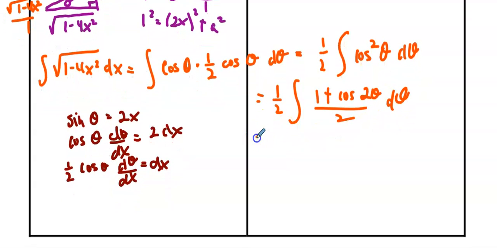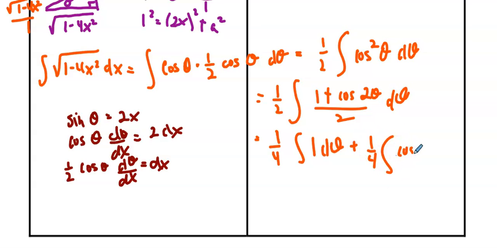So we're going to have 1/2. I'm going to go ahead and pull out the 1/4. I'm going to pull out the 1/2 to become 1/4, right? So I'm going to have 1 d theta plus 1/4 cosine of 2 theta d theta. Okay, so now 1/4, 1 d theta, that just becomes theta, right? So this just becomes theta.